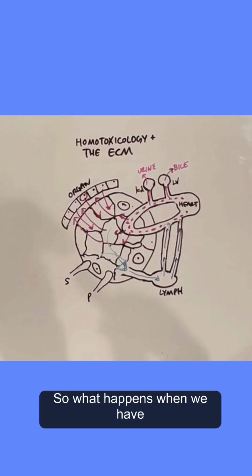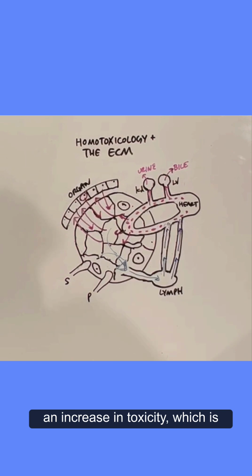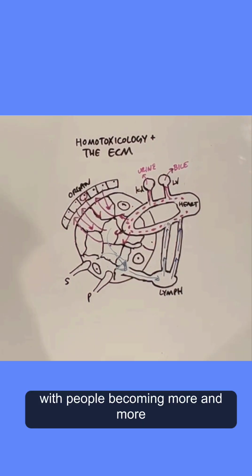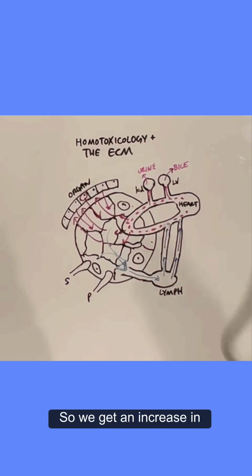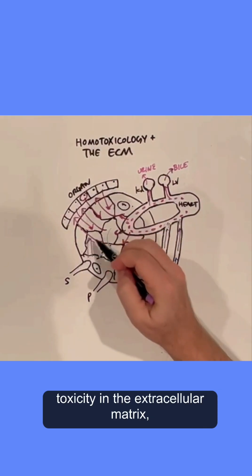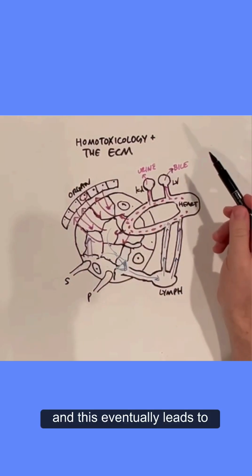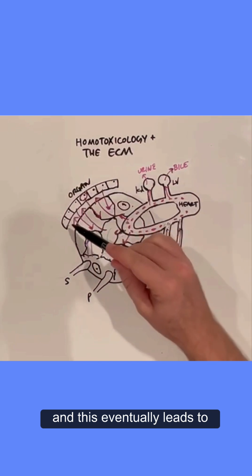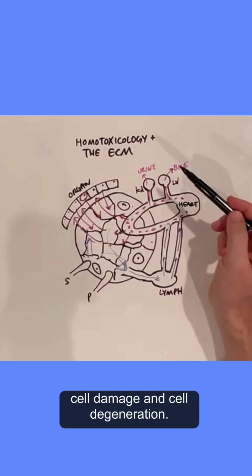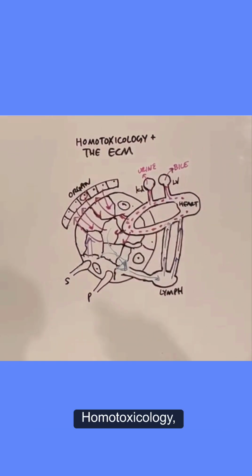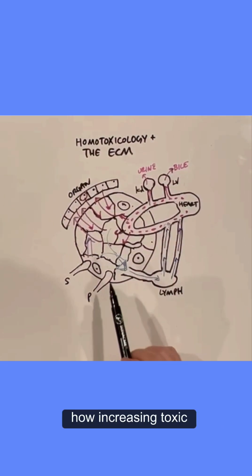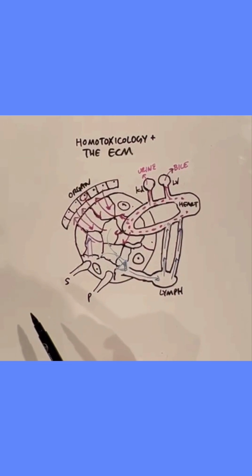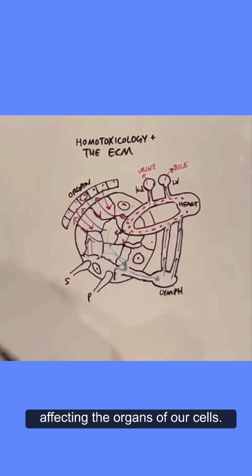So what happens when we have an increase in toxicity, which is the normal state of affairs now with people becoming more and more toxic, more and more exposure to increasing toxic levels? So we get an increase in toxicity in the extracellular matrix. And this eventually leads to cell damage and cell degeneration. How does that happen? So in homotoxicology, we have a way of describing how increasing toxic burden in the ECM is actually affecting the organs of our cells.